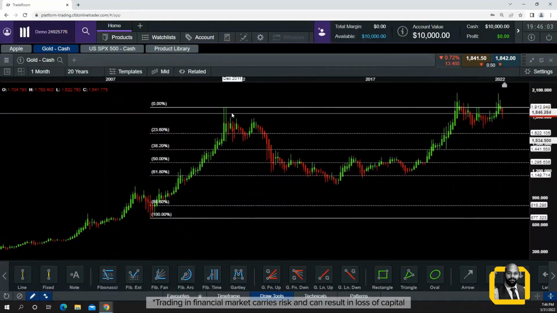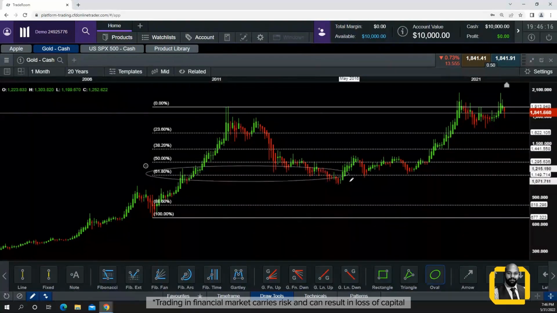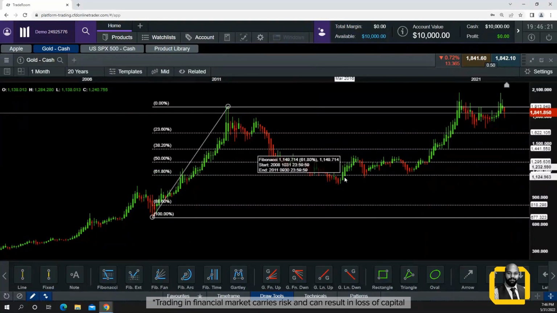If you see, gold went up. Okay, from 2011 it started dropping. It came back to a certain level, consolidated at those levels, and bounced back up. And if you go back on the Fibonacci, you see again it was trading at the 61.8 region. Now, of course, this is past data.